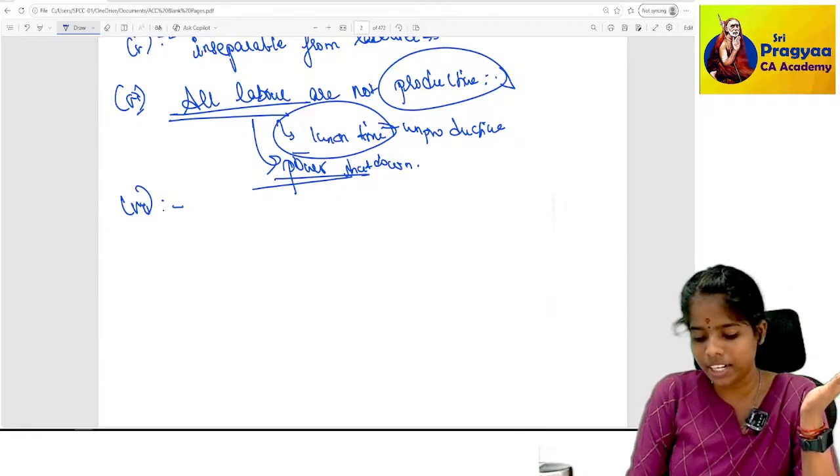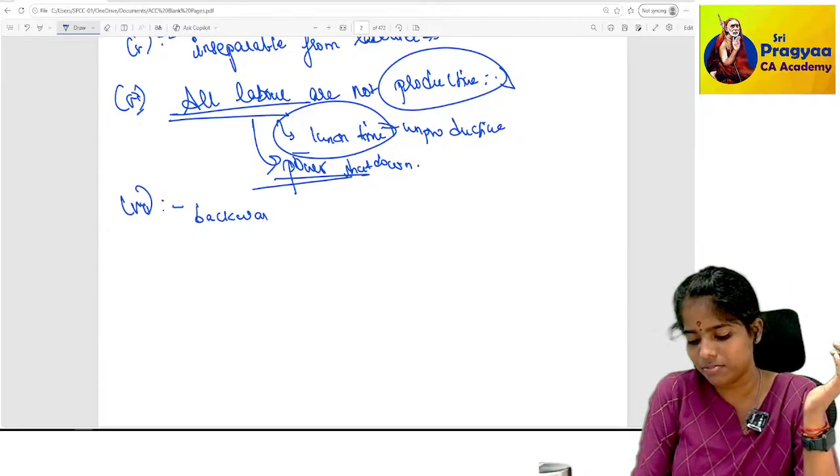The curve of labor is going to be a backward bending curve.